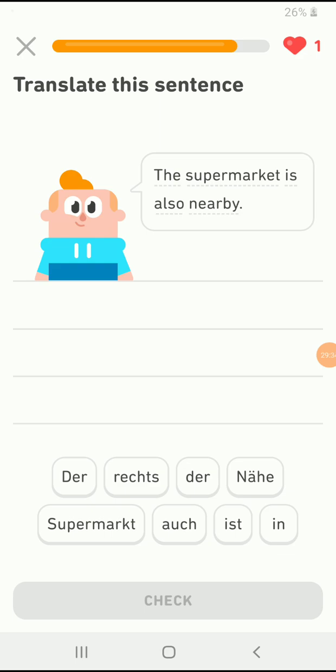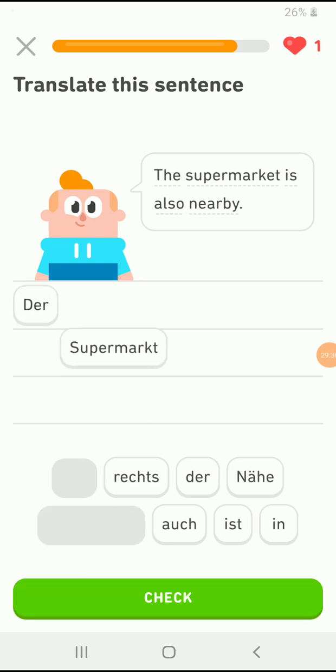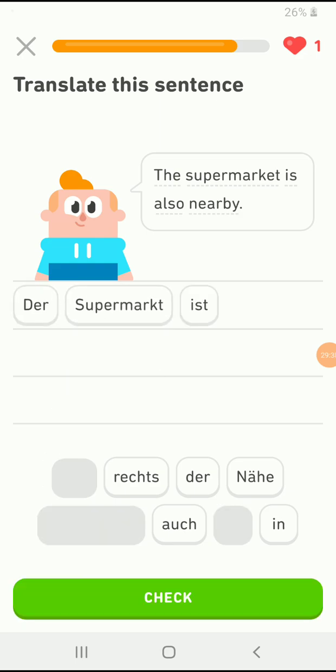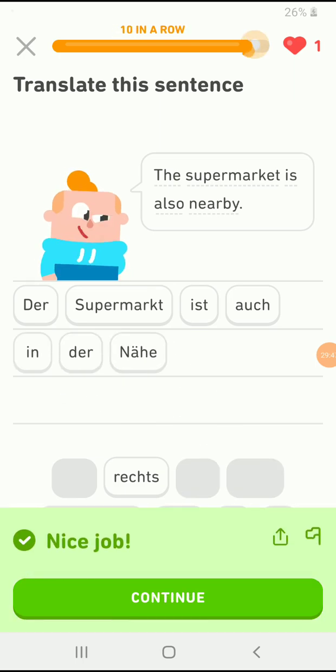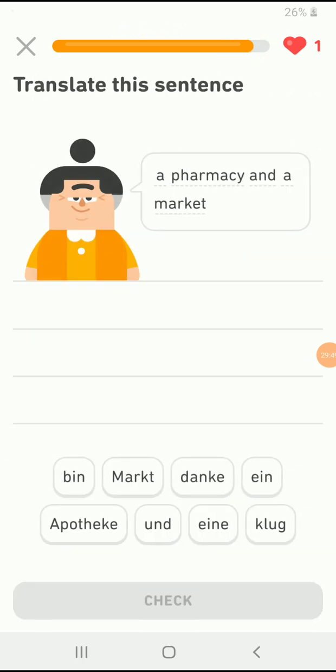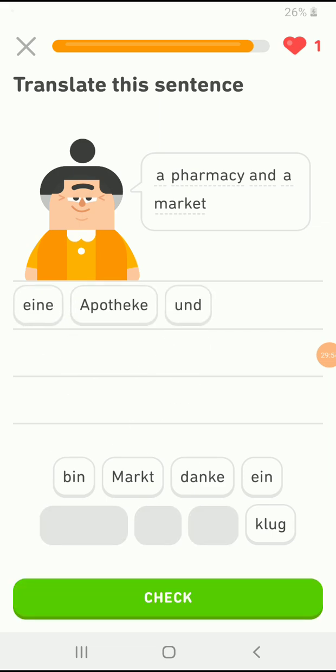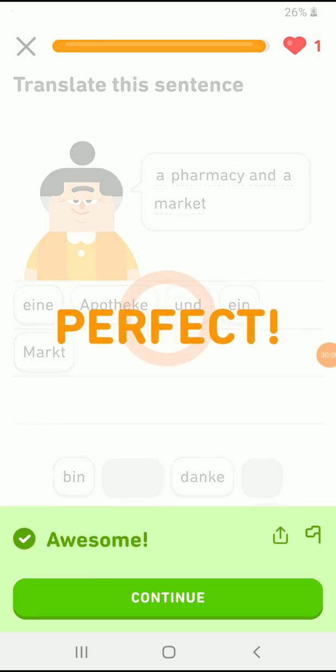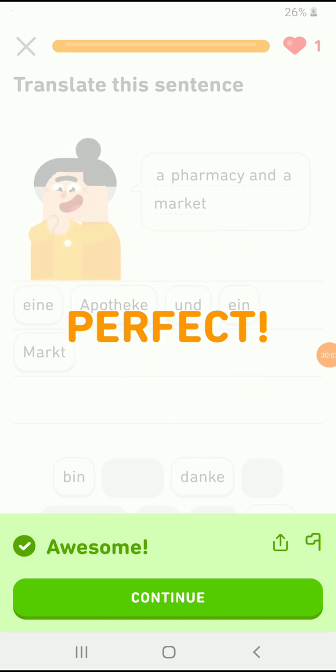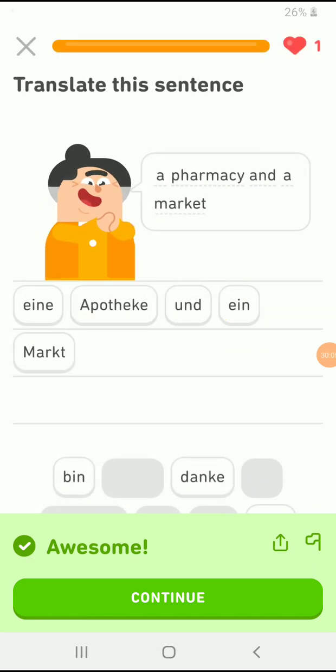So the supermarket is also nearby. Der Supermarkt ist auch in der Nähe. And so eine Apotheke und ein Markt. Okay, sehr gut. Perfekt.